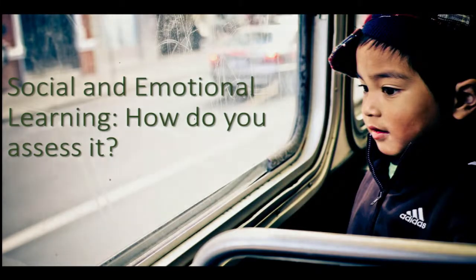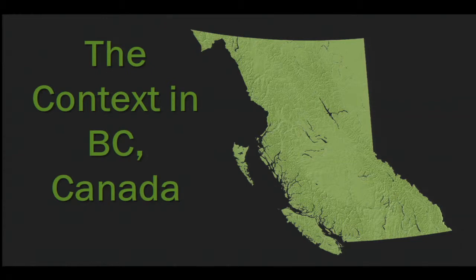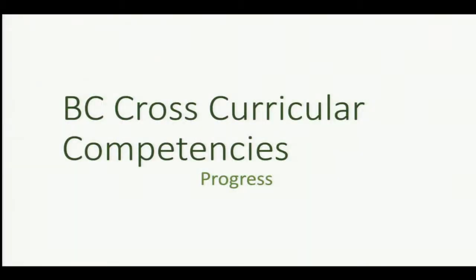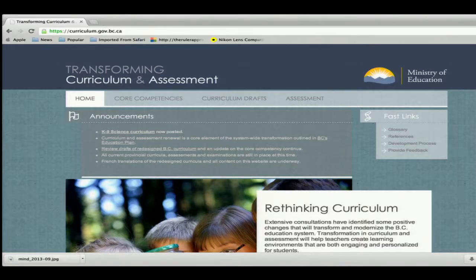So how do you assess it? Now I'm going to be talking about BC, Canada. Right now in British Columbia, we're drafting some competencies of social and emotional development as a part of the curriculum for K-12. This is new, and if you want to go to the website, it's called Curriculum Assessment. Across British Columbia, we have one entire curriculum, K-12, for every subject area, and they're redoing the entire curriculum.